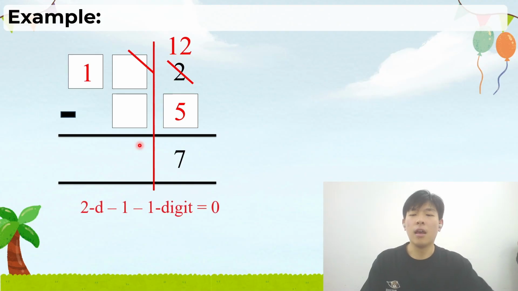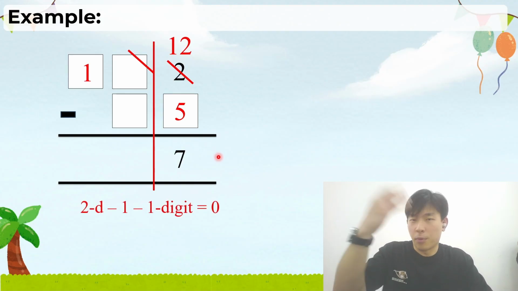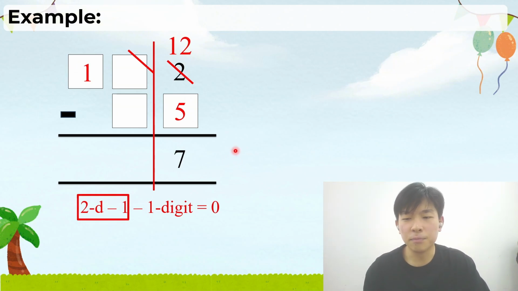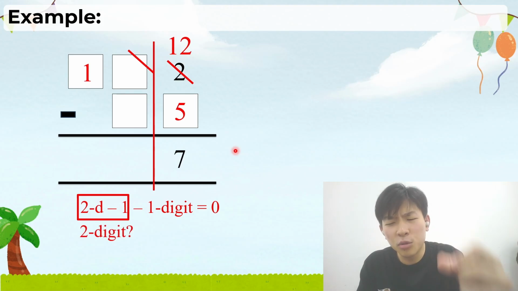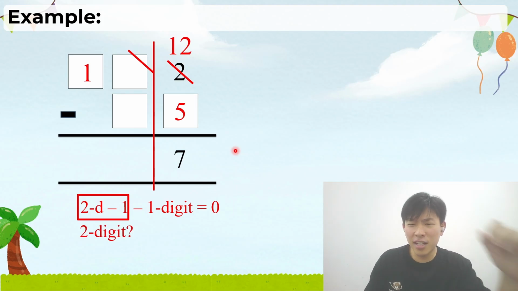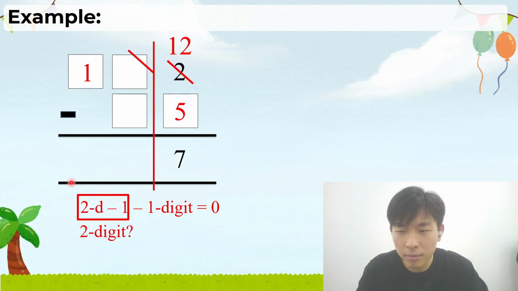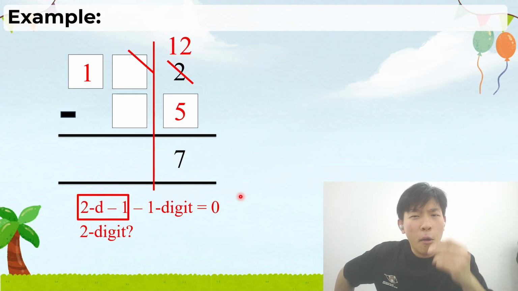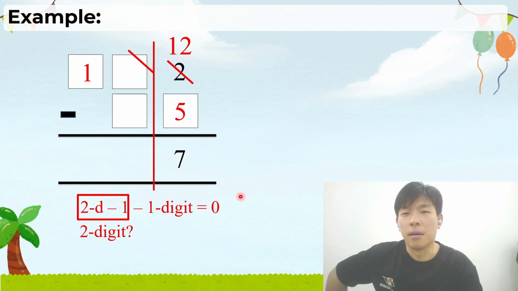So let's write it down. Two-digit number minus 1, which is borrowed away, and minus one-digit number, we get 0. So let's focus on this part here. Let me ask you, can this part be a two-digit number? Now, see closely. If this is a two-digit number, this will minus 1 and become 0. Is that possible? Now, what is the smallest two-digit number?